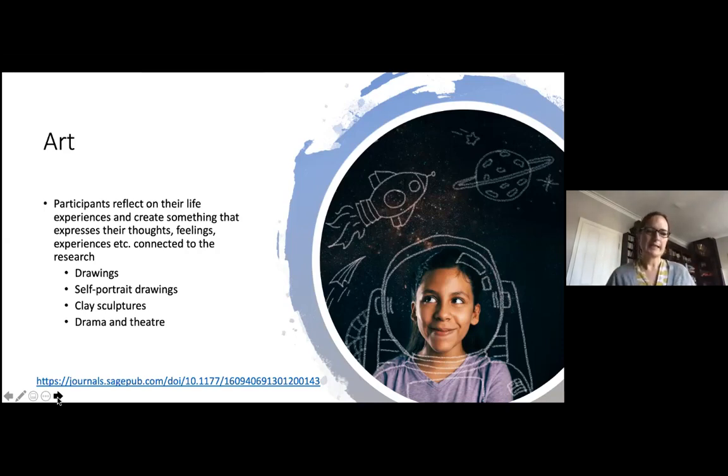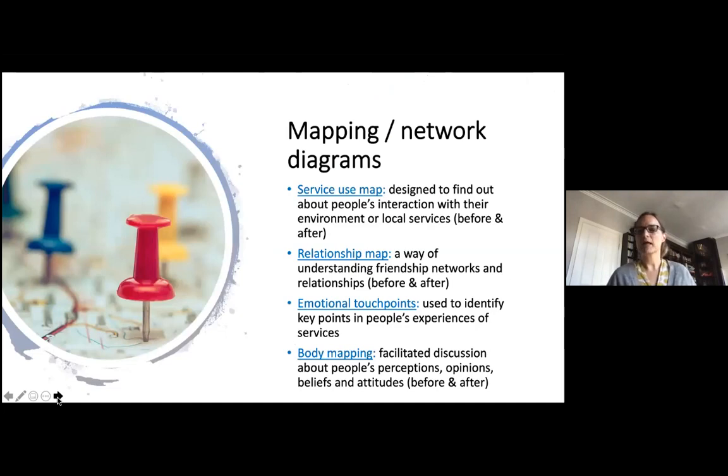And again, there's a link at the bottom to a blog that describes visual methods that use art in more detail. And then there are various different mapping tools and network diagrams, and again, all of these have links, and it's not an exhaustive list. There's probably loads more, but just to give you an idea of some different tools.